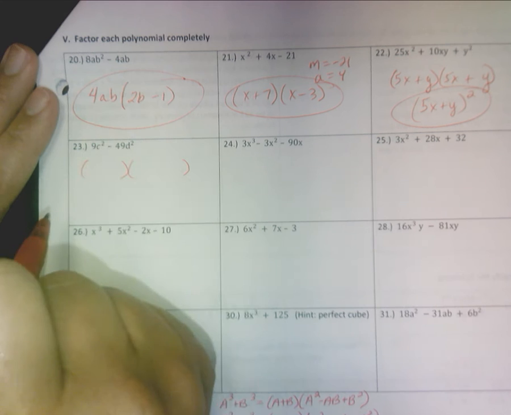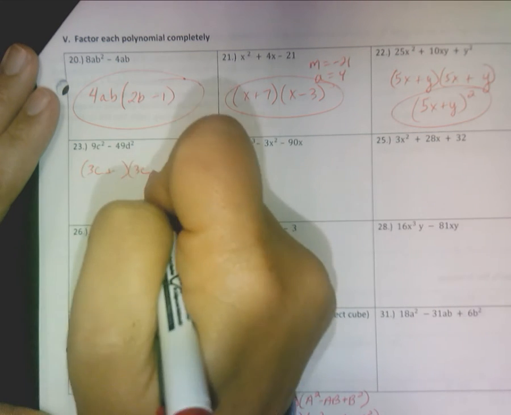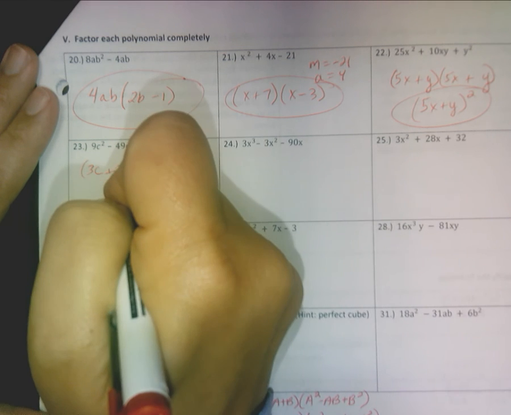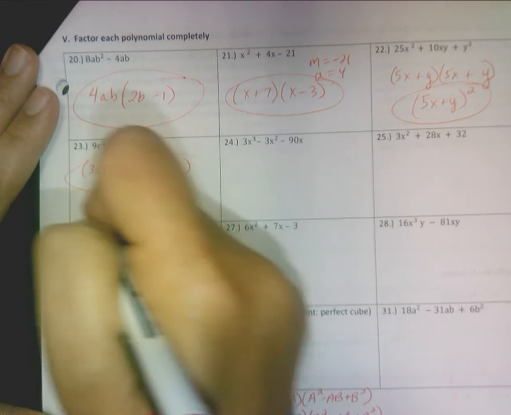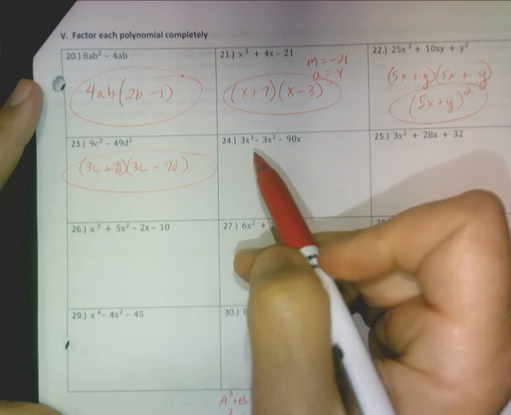The square root of 9c squared is 3c. That goes here and here. You put a plus and a minus. And then the square root of 49d squared is 7d, 7d, and that's your answer. 3c plus 7d, 3c minus 7d.